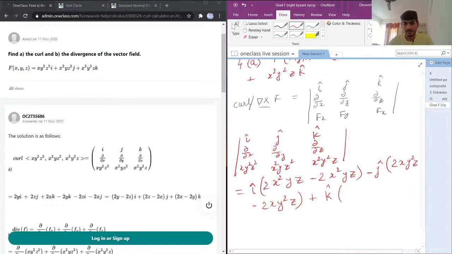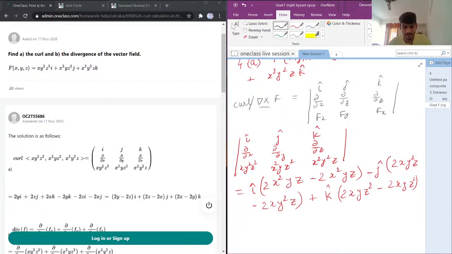I'll just choose my red pen. So del x of x square y z square, so this will be 2x y z square, minus del z of del y of x y square z square. So this will be 2x y z square.